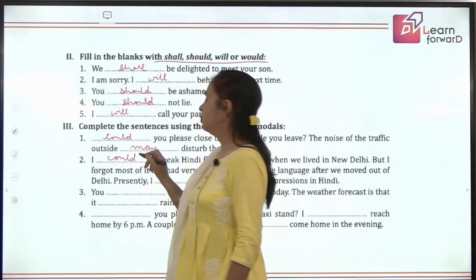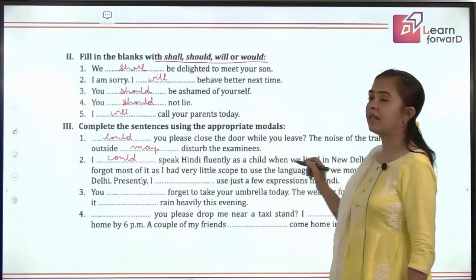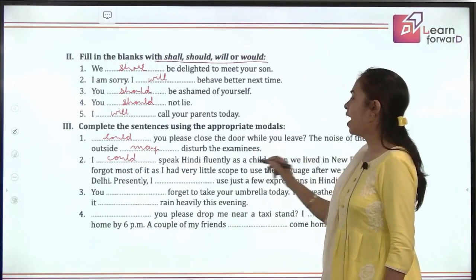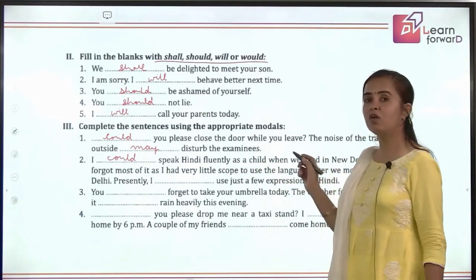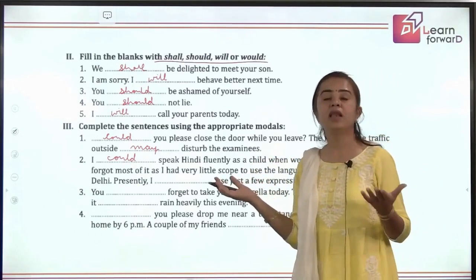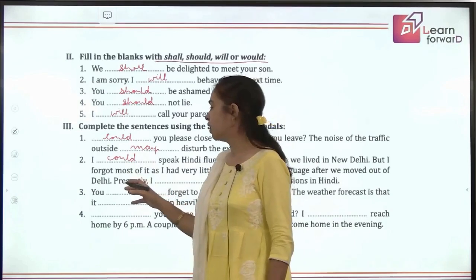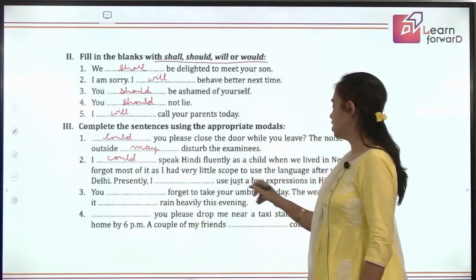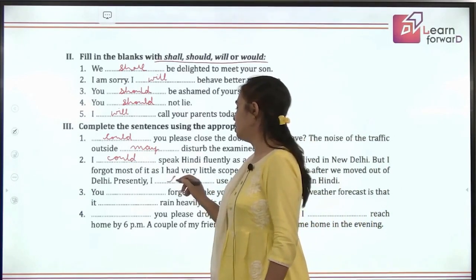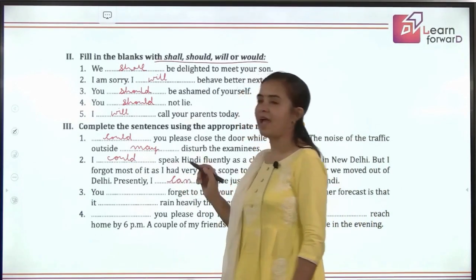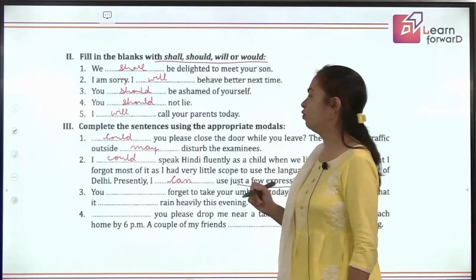Yes, could. But why could you speak that fluently? When we lived in New Delhi. But I forgot most of it as I had very little scope to use the language after we moved out of Delhi. So where they are living now, the people around do not speak Hindi. He has forgotten most of it. Presently, I dash use just a few expressions. So again, showing a general ability. So in present, it will be can. Right? So children, reason out please, and you will go perfect in your answers.